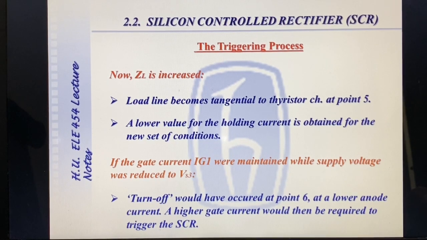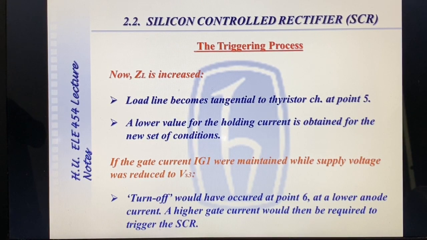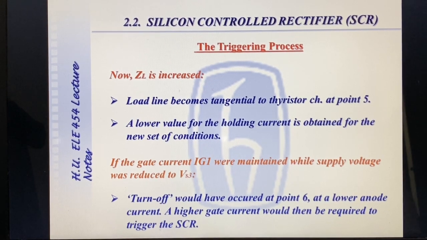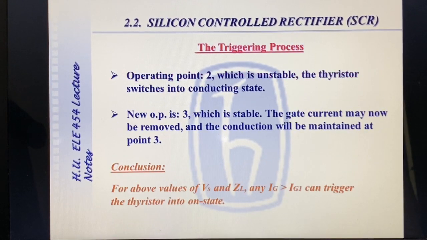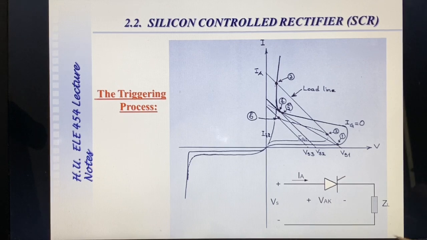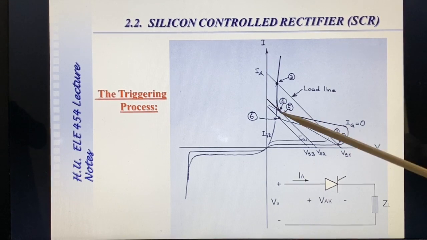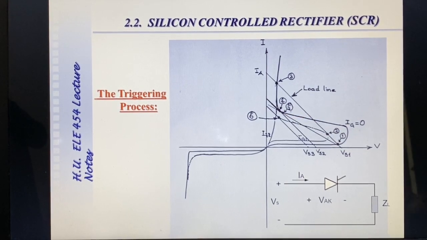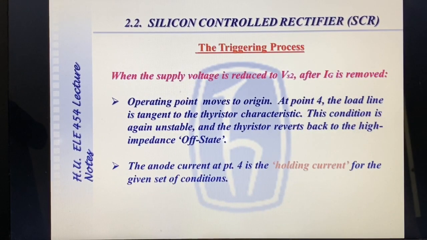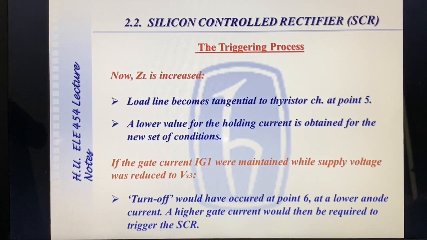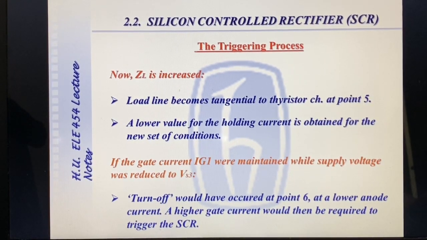Now let us increase the load's impedance. The load line becomes tangential to the thyristor characteristic at point 5. If the load impedance is increased here, as you see, this is the new load line, and the operating point is reduced to point 5. Again, this is the off state, a lower value of current is obtained for the new set of conditions.